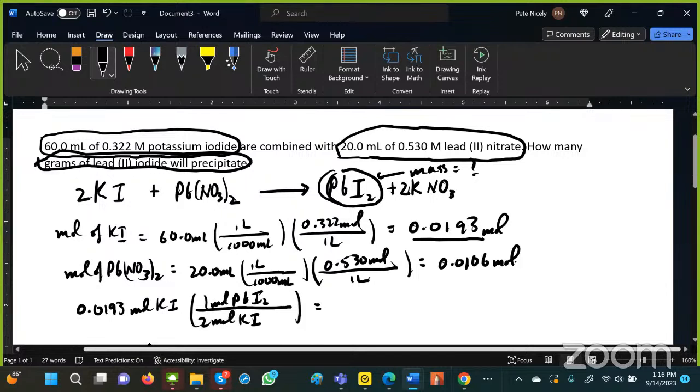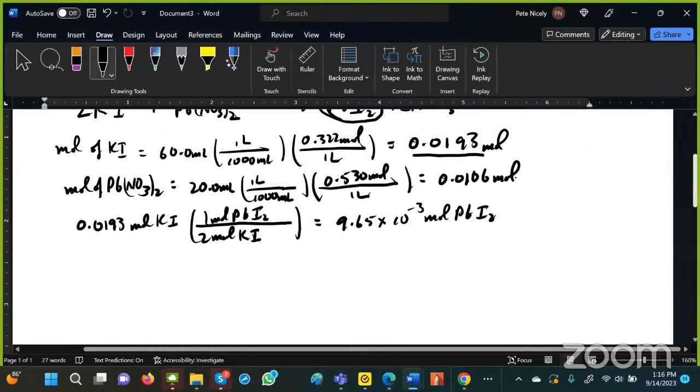So that's 0.0193 divided by 2, right? So according to my calculation, this works out to be equal to 9.65 times 10 to the minus 3 moles of PbI2. All right. Okay. Need to scroll down here, get some more space. Okay, then what?